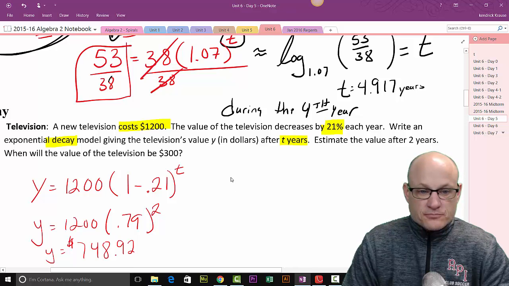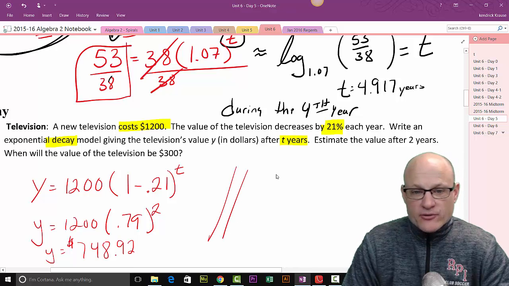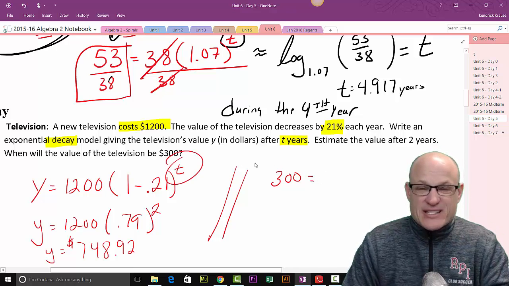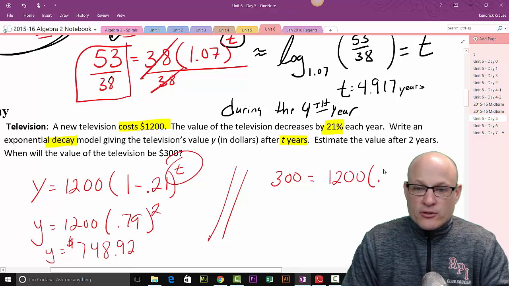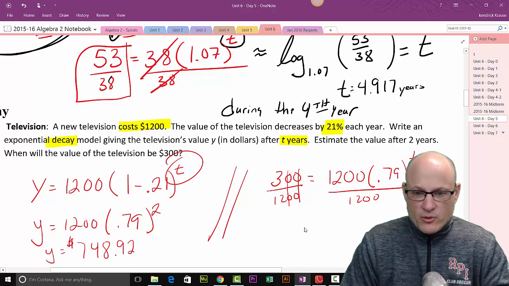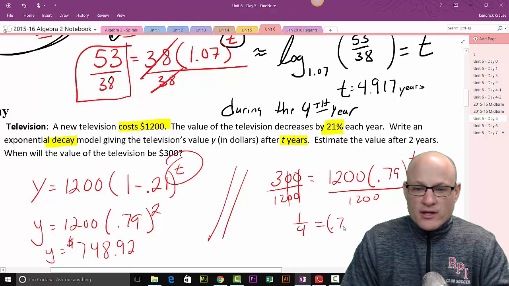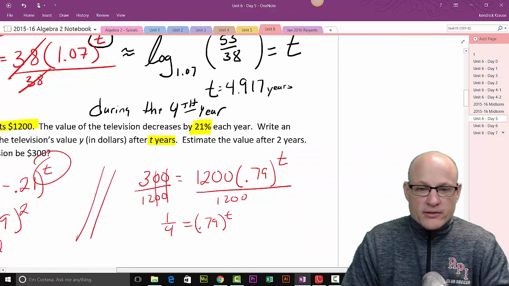Now the question says, when will the value of the TV be $300? So we start with $300, and this is the one where we're going to have to use logs. When they just ask you to plug in for t, that's easy. But when the problem requires us to find the number of years, in this case t, we're going to have to use logs. So the first thing we're going to do is divide by 1,200. One thing you guys should get good at is casting out zeros. Gone, gone, gone. This is just 1/4. So I get 1/4, or 0.25, is equal to 0.79 to the t.